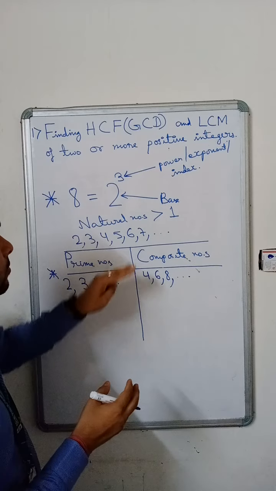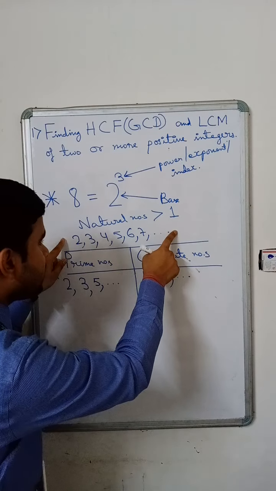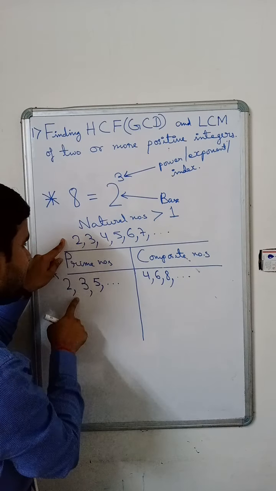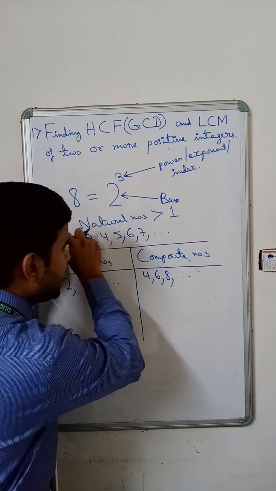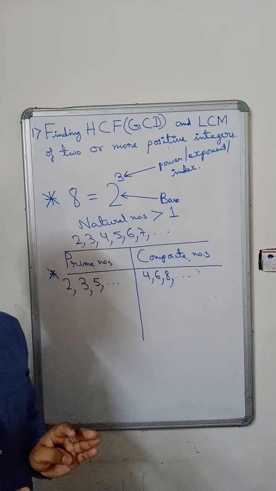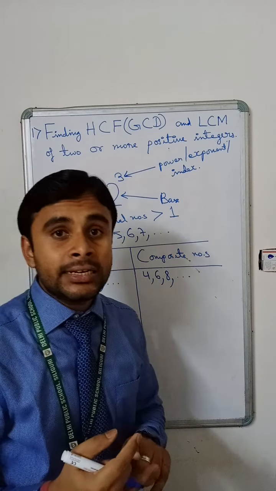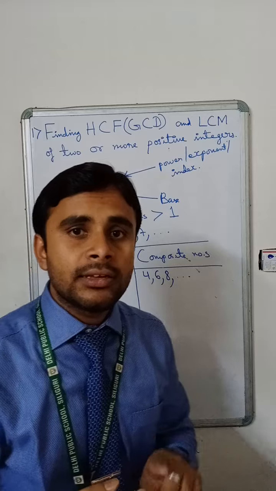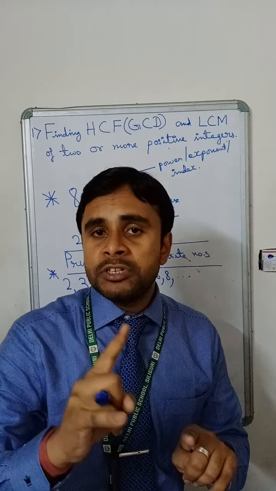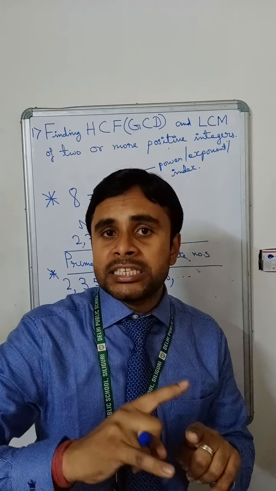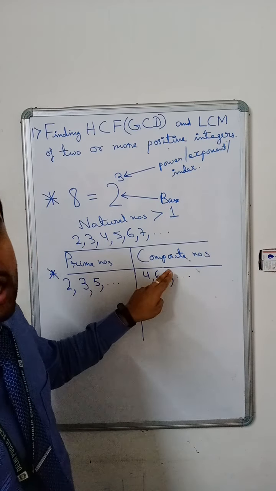Or we can say this way: out of all natural numbers greater than 1, if I exclude all those numbers which are prime numbers, the remaining numbers which are left are composite numbers. So I hope I made myself clear that prime numbers are natural numbers greater than 1 which are divisible by itself and 1, and numbers which are divisible by other than itself and 1 are called composite numbers. And 1 is neither a prime number nor a composite number.